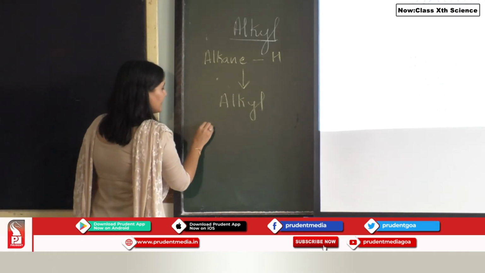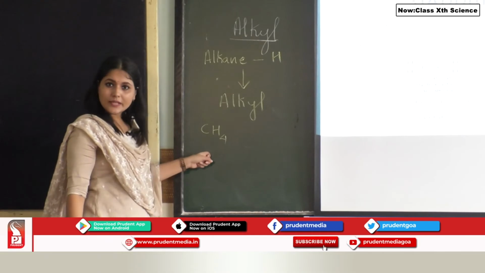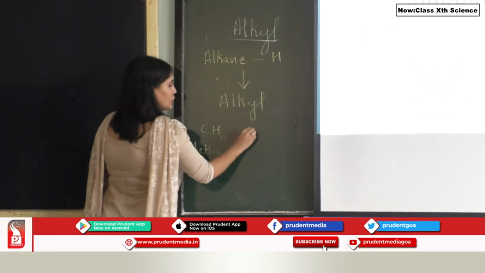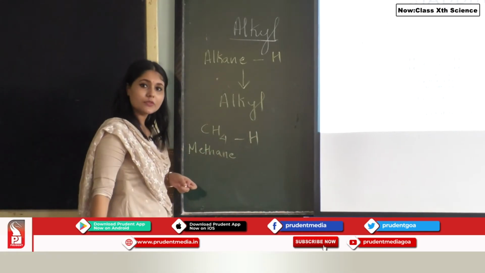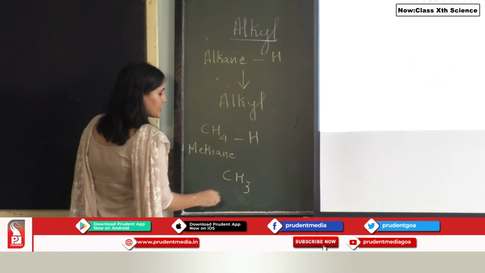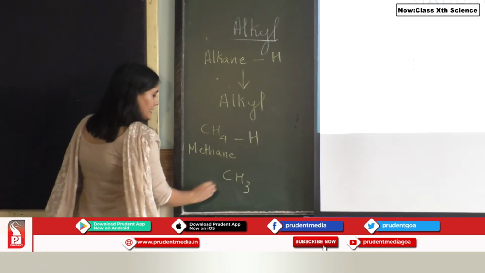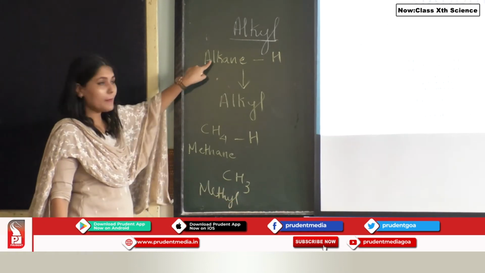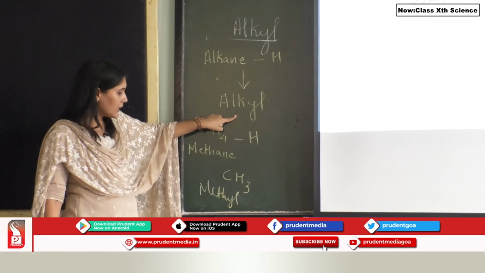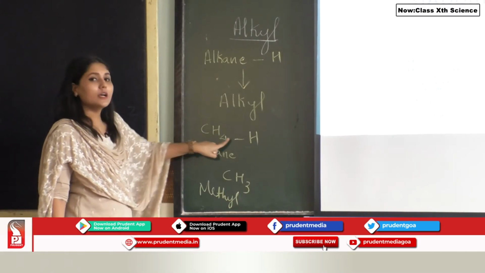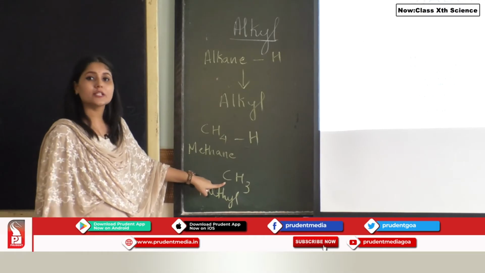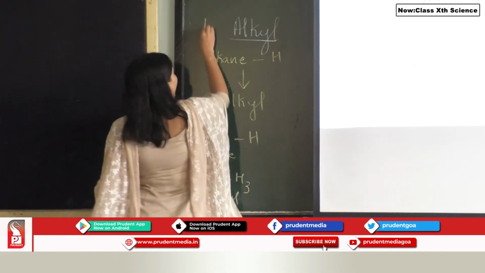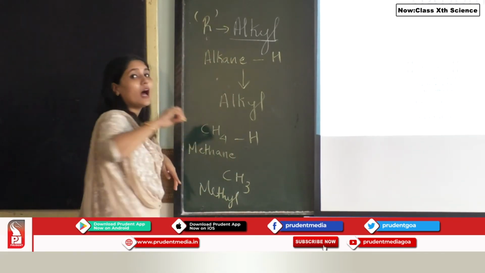Alkane, suppose I am taking methane, CH4. Methane is an alkane. From methane, if I remove one hydrogen, how many hydrogens will I have now? I am going to have 3 hydrogens, that is CH3, and this is called methyl. So alkane minus one hydrogen is called alkyl. In the example, methane, remove one hydrogen, and CH3 is called methyl. Why am I explaining this? Because R is being used for an alkyl group.